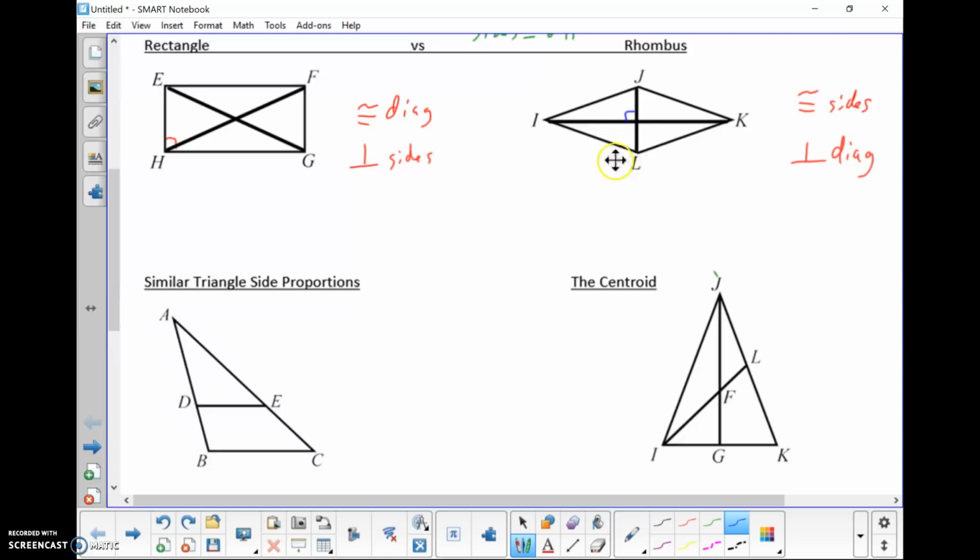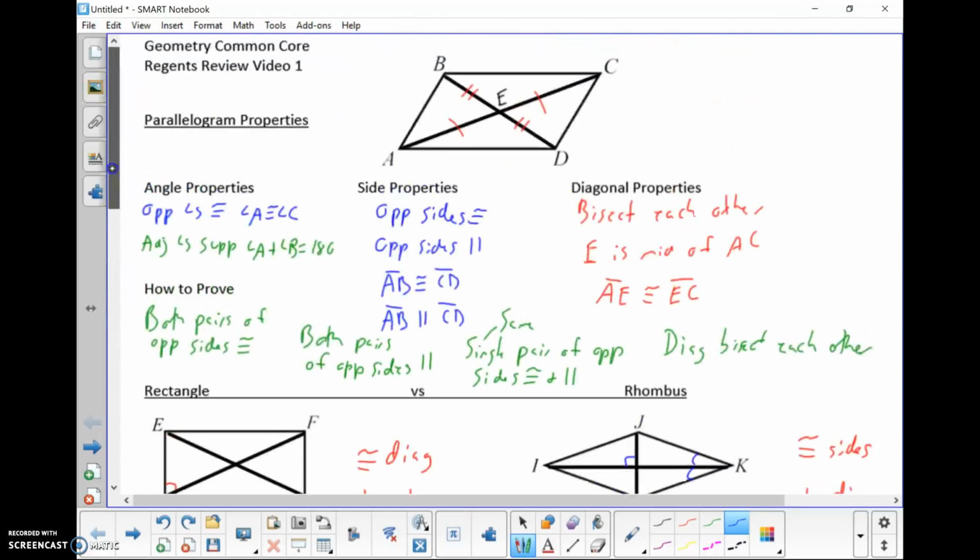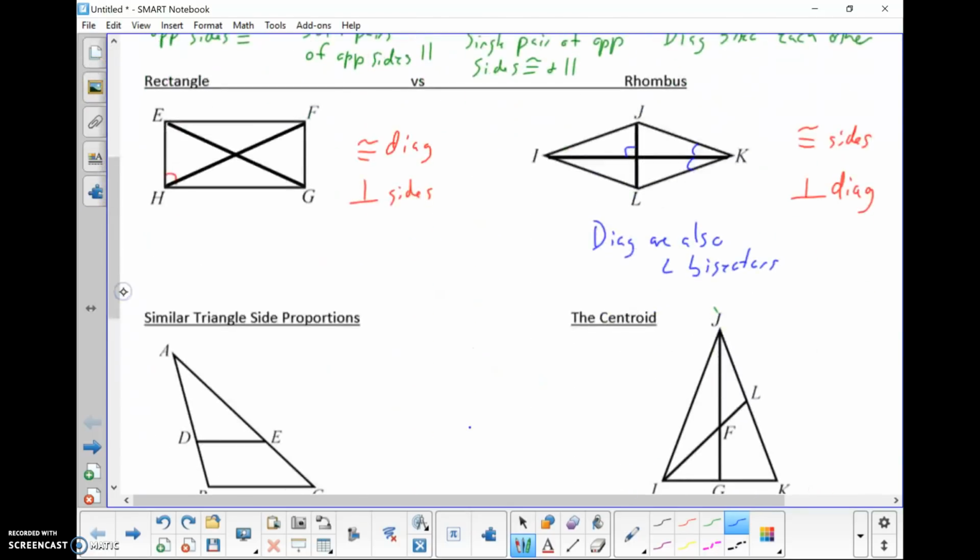The one other thing about the rhombus is that the diagonals are also angle bisectors. That's where you see the diagonals cutting the angles in half. So that's not true for the rectangle. That's only true for the rhombus. And then the square has all this stuff. The square is when you bring all these together. Now the diagonals still bisect each other for all of these shapes because that's the parallelogram property. But it's in the rhombus that you first see them bisecting the angles.